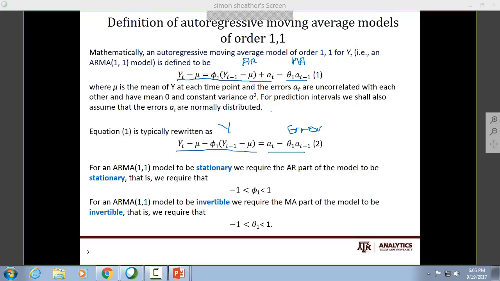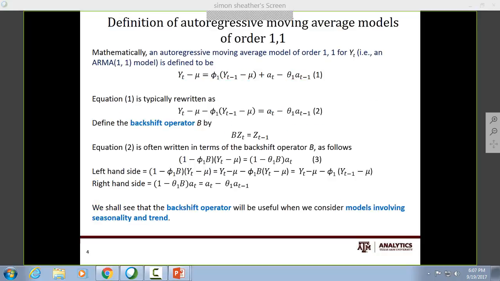Now, for the MA part to be invertible, remember we can write an MA process as an infinite autoregressive process. What we want is that the coefficients get smaller. The coefficient of y_{t-2} is smaller than that of y_{t-1}, and the coefficient of y_{t-3} is smaller than the coefficient of y_{t-2}, so that the most important variables are those in recent history. That's called invertibility, and for that to be true, we need the theta parameter for the MA to be between plus and minus 1.